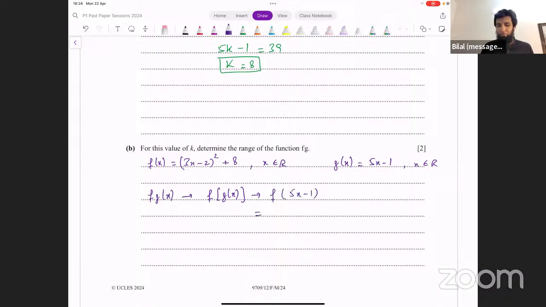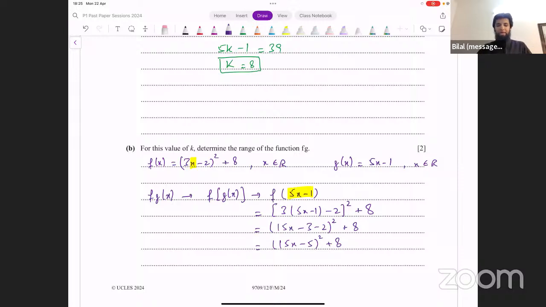What does that give you? That gives you 3 into 5x minus 1 minus 2 whole squared plus 8. So what I'm doing is, in place of this x, I'm inputting 5x minus 1. So it becomes 3 into 5x minus 1 minus 2 whole squared plus 8. Okay. Now let's simplify this. This gives us 15x minus 3 minus 2 whole squared plus 8. And that simplifies to 15x minus 5 whole squared plus 8.